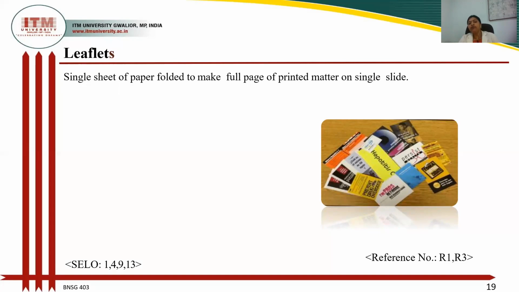In a pamphlet, it may be two-folded or five-folded. But in the case of a leaflet, it is a single paper only, and in a pamphlet it is both sides. Here there might be a single fold of the paper, or a single sheet of paper, and there will be printed material on a single side only.